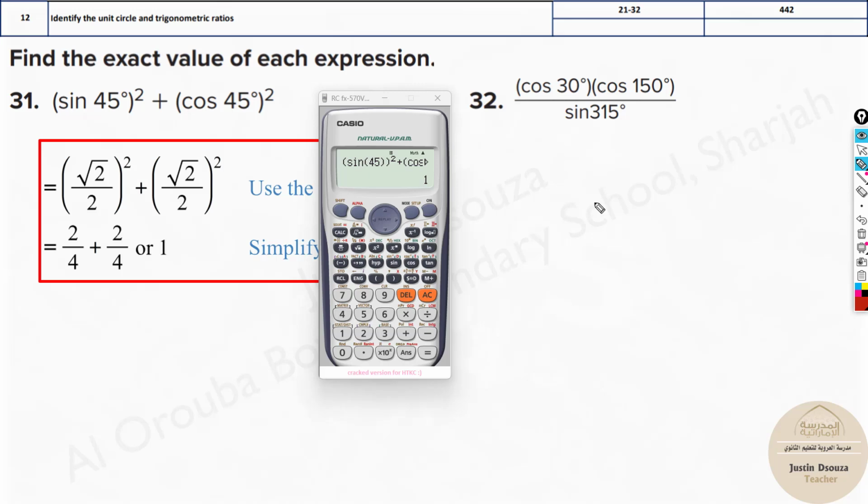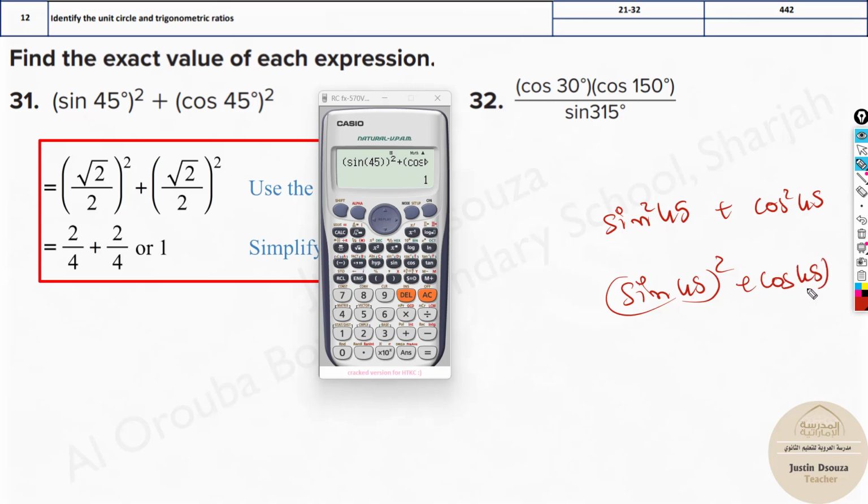Now, what if you have something like this? Instead of the brackets, they gave you sine squared 45 plus cos squared 45. These both are the same as sine 45 the whole square plus cos 45 the whole square. The answer will be the same, it's 1. In the calculator, you don't have the option to put sine squared 45. So you need to put a bracket first, then write the sine 45 and then close it and square it up. This is how you do it in the calculator.